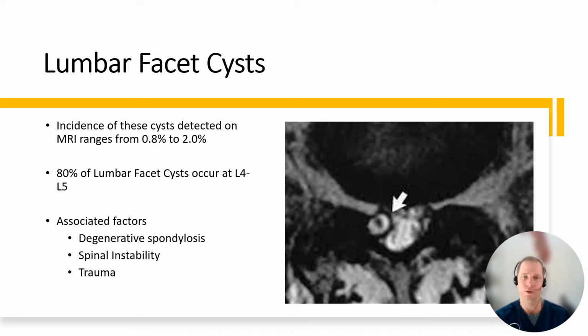So, getting into the topic, lumbar facet cysts. These are actually relatively rare, seen in about 2% at most of MRIs. They're commonly between L4 and L5 and typically associated with several factors such as degenerative spondylosis, which just means facet arthritis, spinal instability, also termed anterolisthesis, or a history of trauma as well.